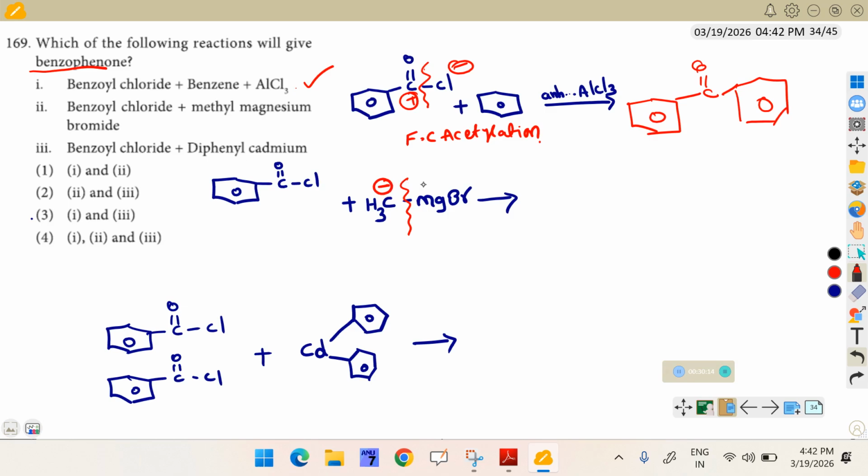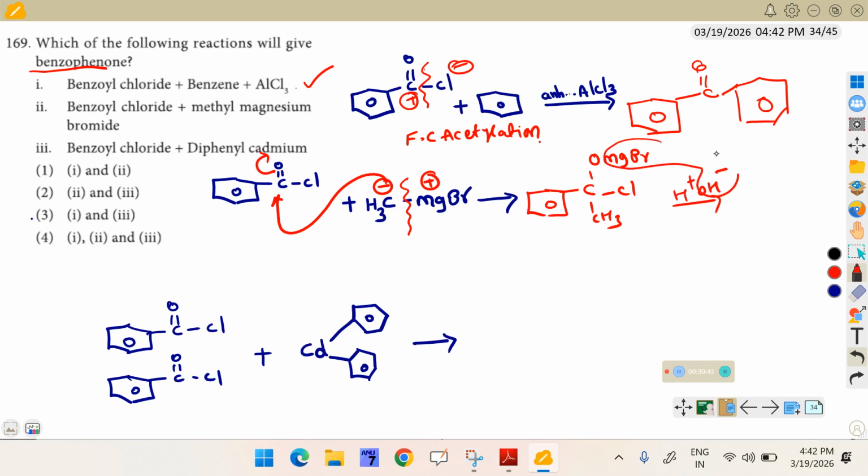CH3 minus Mg plus. Nucleophilic addition reactions favor carbonyl compounds. Then it gives C6H5, C, CH3. Oxygen contains negative charge, so MgBr moves towards the oxygen side. OMgBr, Cl. Which on further hydrolysis, H+ OH-, removes MgOHBr, then it gives C6H5, C, OH, Cl, CH3.